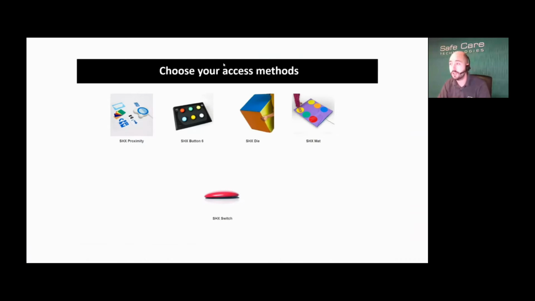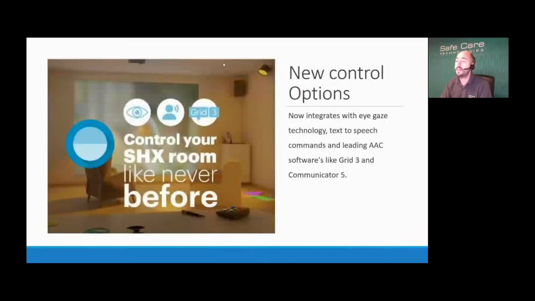Your next step then is to choose your access method. So your access methods are how you are going to control your device. It does come with the tablet, as I mentioned, but you can have additional access methods as well. So you could purchase the button 6, for example, the die, the mat, the switch, or again, that proximity that we mentioned. Then there's also the new option as well. If you have an eye gaze user, the eye gaze user now can also use the device using Grid 3 or Communicator 5 software. They're now able to access the actual software itself.